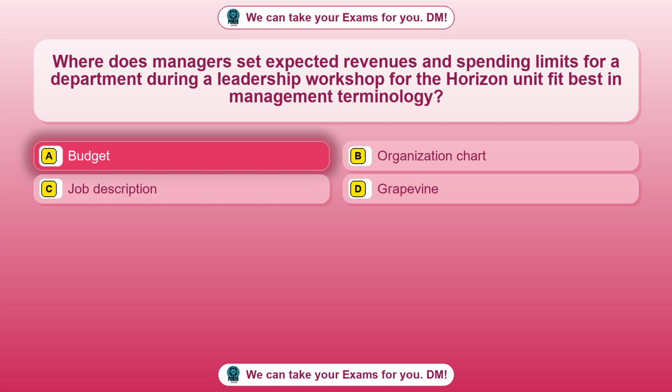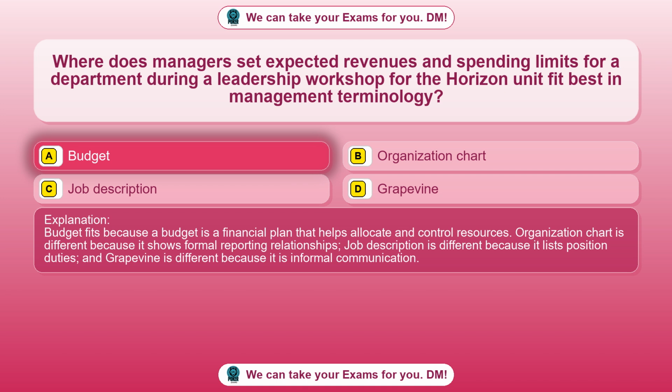The correct answer is option A, budget. Budget fits because a budget is a financial plan that helps allocate and control resources. Organization chart is different because it shows formal reporting relationships. Job description is different because it lists position duties, and grapevine is different because it is informal communication.